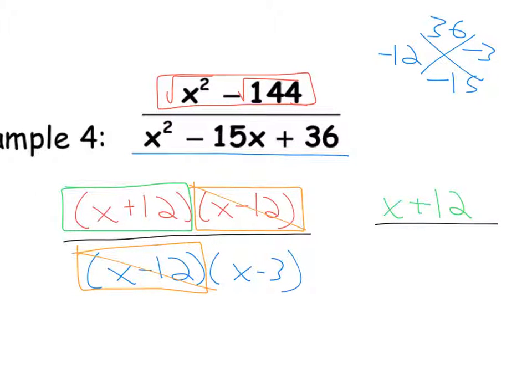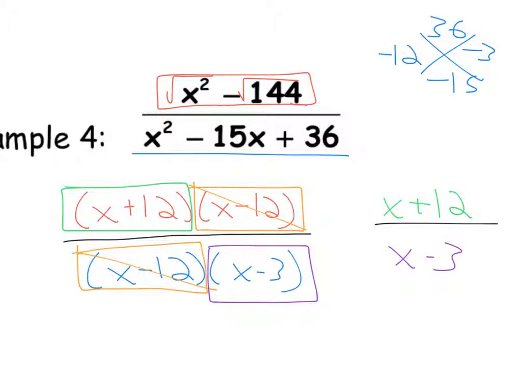And in our denominator, sorry, I'm looking for a color, there we go. X minus 3, any x minus 3's here? Nope. So that is just going to stay.